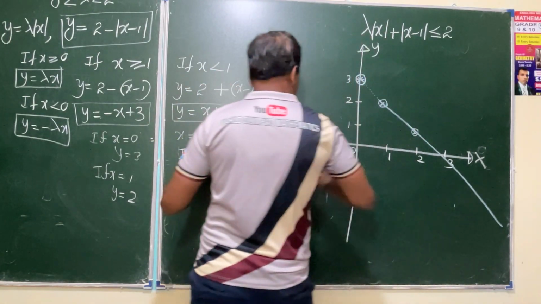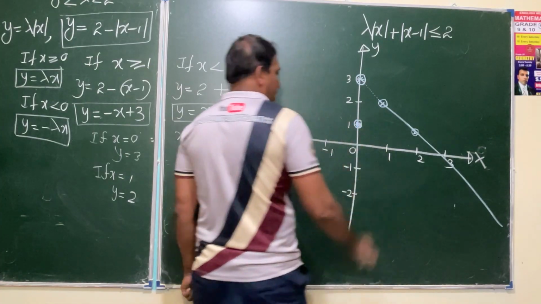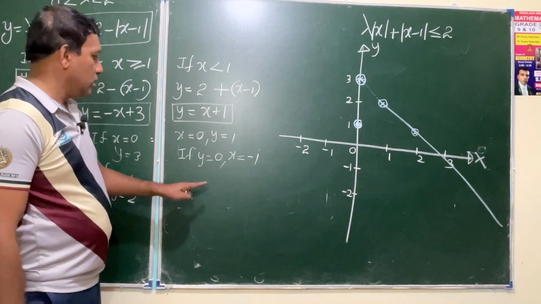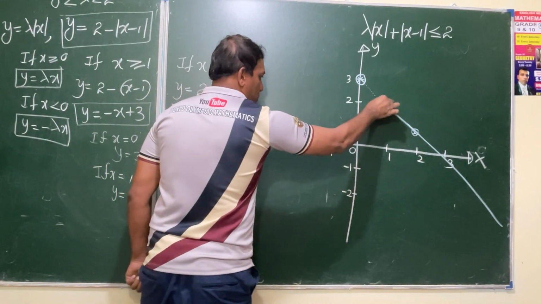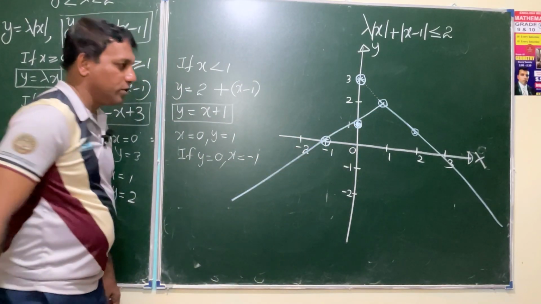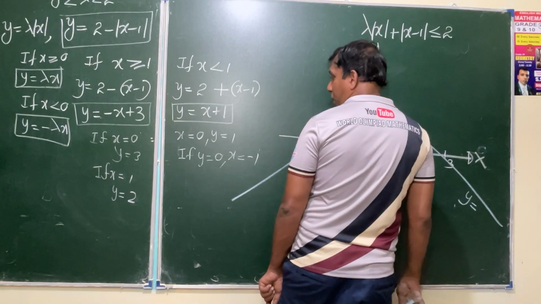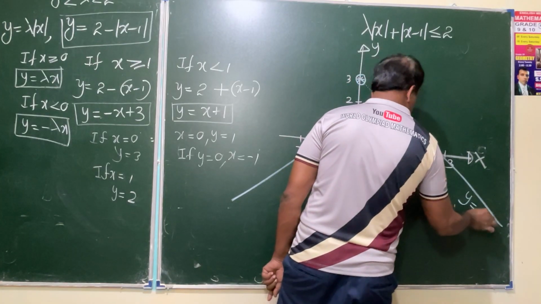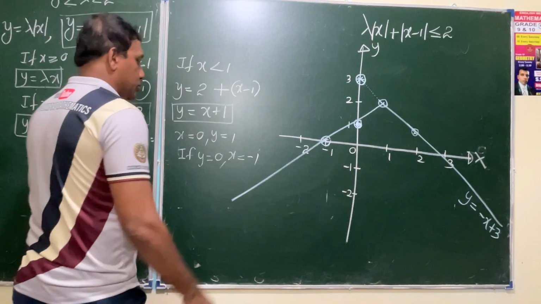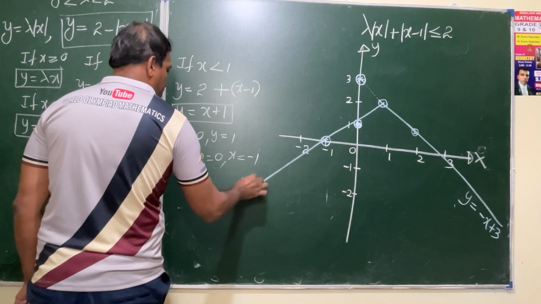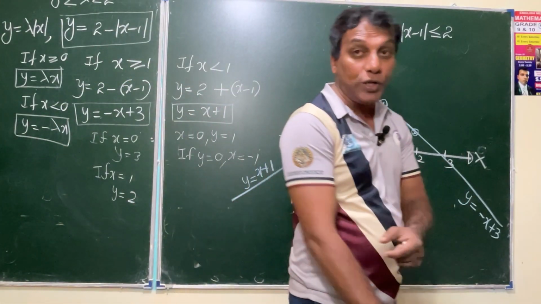So what is that? On this side, the graph: x is 0, y is 1; y is 0, x is minus 1, right? So you can produce this sketch. So the 2 graphs are called y equals minus x plus 3 for this part, and y equals x plus 1 for this portion. Nice problem. A most expected question in the pure maths paper for modulus sums.